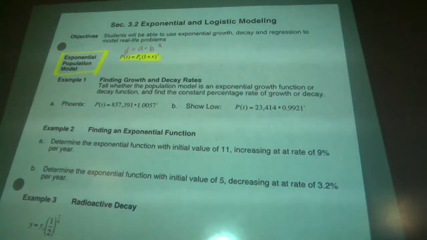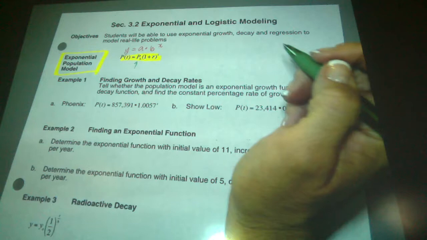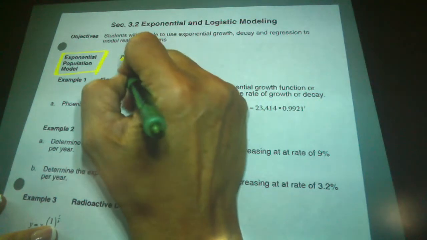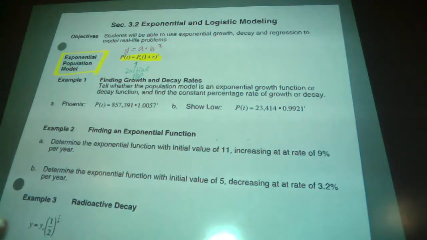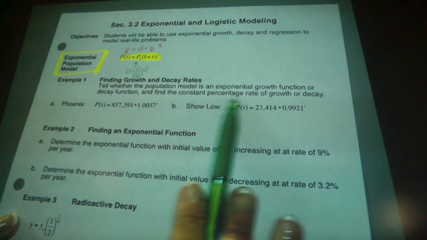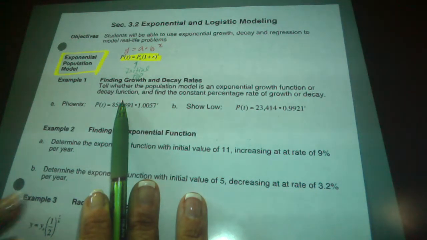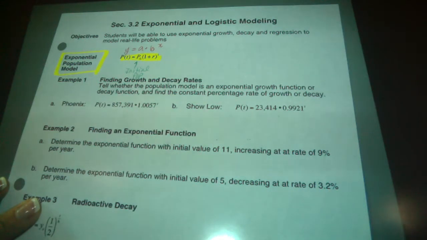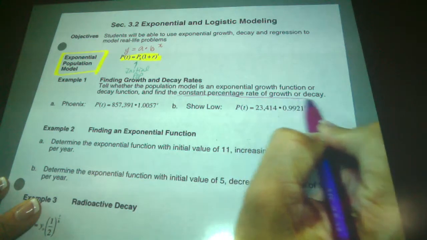So what do you think p sub 0 means? With population. Initial population. So your initial population will go there. And then as you look at what the question is asking you, tell whether the population model is an exponential growth function or a decay function. So we can have decay in population, that just means it's being reduced. And find the constant percent rate of growth or decay.